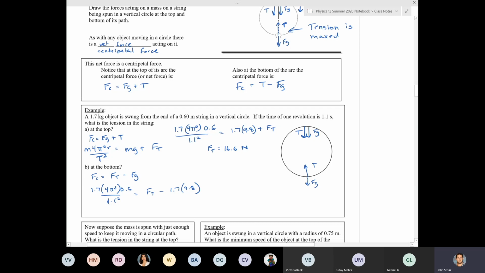So now we just go 1.7 times 4 pi squared times 0.6 divided by 1.1 squared. And then we're going to add 1.7 times 9.8. And you get FT is equal to 49.9 something. So just call it 50 newtons. So you'll notice how the tension is bigger at the bottom than it is at the top. Okay, and that's because you're fighting gravity as well.